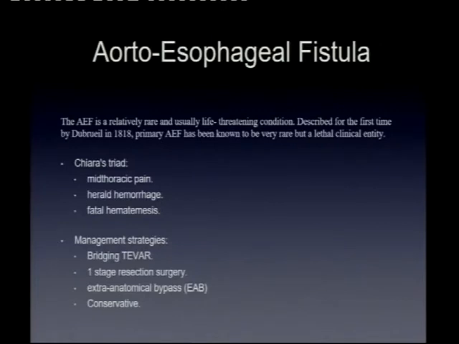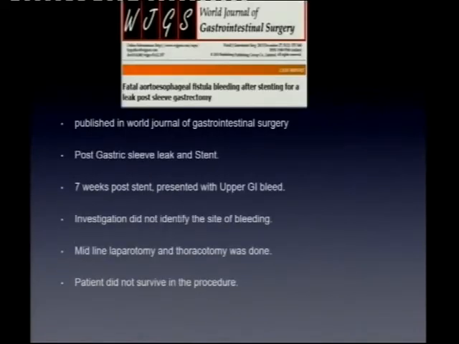It's a life-threatening condition, and it was described in 1818 as a very lethal condition by Dubreuil, and also Carrière described it in 1862. He described a triad to diagnose an aorto-esophageal fistula, which is mid-thoracic pain, herald hemorrhage, and fatal hematemesis. The management strategies for those types of fistulas vary between bridging thoracic endovascular aortic repair, one-stage resection surgery, extra-anatomical bypass, and conservative management.